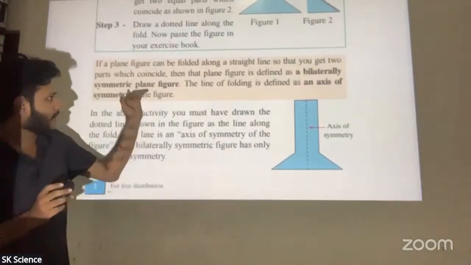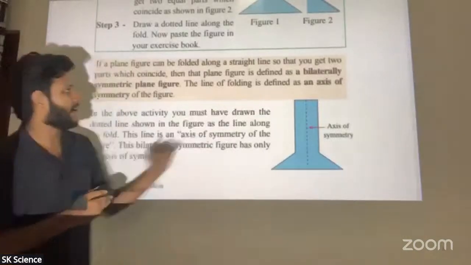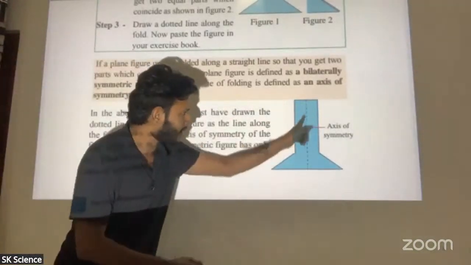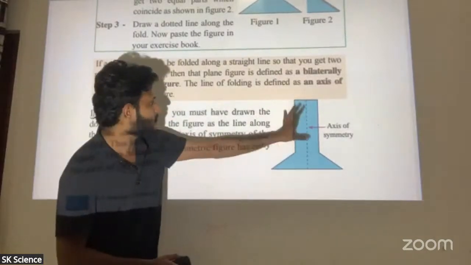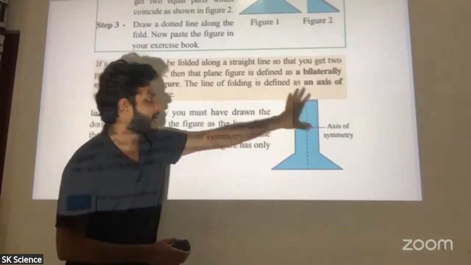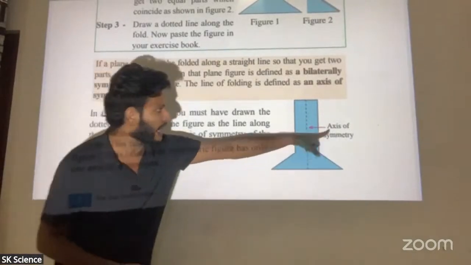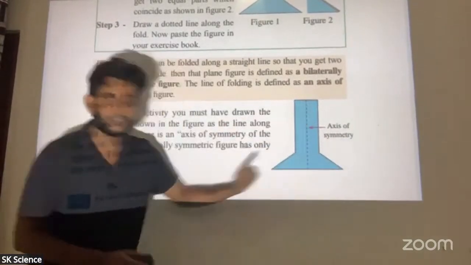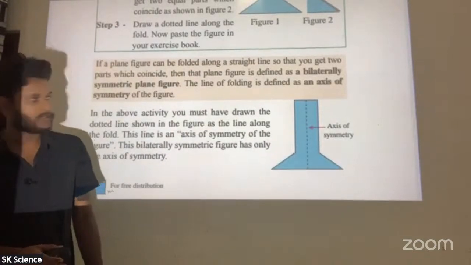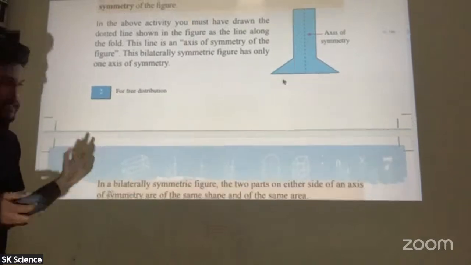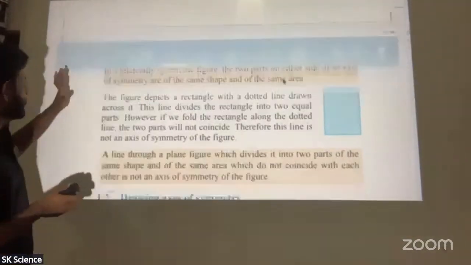Right. The line of folding is defined as an axis of symmetry of the figure. What is that? Line of folding. This is the line of folding. This line of folding is defined as an axis of symmetry, right? They have given that the axis of symmetry is this line. Okay, then did you understand this part clearly? Nice. Then let's read this part.